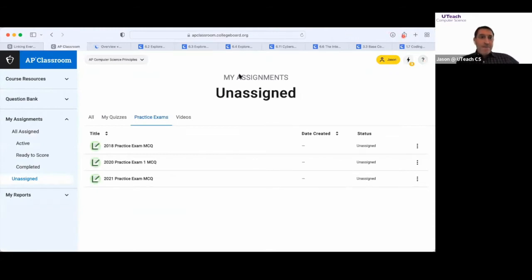In the AP classroom, on the left-hand side of the screen here, you'll notice that they have My Assignments. And if you click on Unassigned Assignments, and then click on Practice Exam, College Board provides you with 3 practice exams to do with your students.